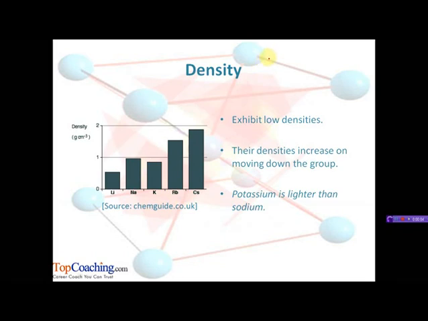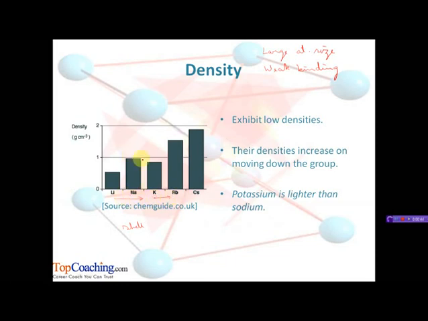The next physical property that we are going to discuss is density. Due to large atomic size and weak binding forces in their metal lattice, the alkali metals exhibit low densities. On moving down the group, that is from lithium to cesium, the increase in atomic mass is comparatively more than the increase in the volume due to the addition of a single shell. So their densities increase on moving down the group.